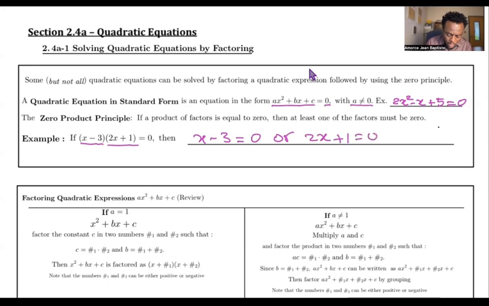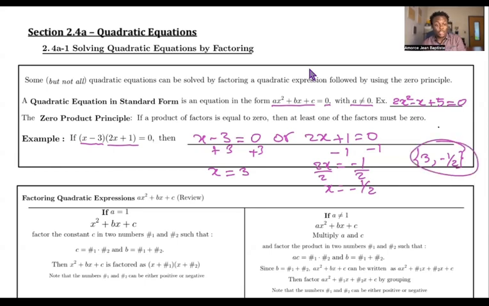Then you can solve each separately by adding 3 on both sides here. You would get x equals positive 3. By subtracting 1 on both sides for this one, you would have 2x equals negative 1. And then dividing by 2, you get x equals negative 1/2. Your solution set for this equation that was already factored is 3 and negative 1/2. So that will be your solution set. The zero product property can be used any time after you factor your expression.